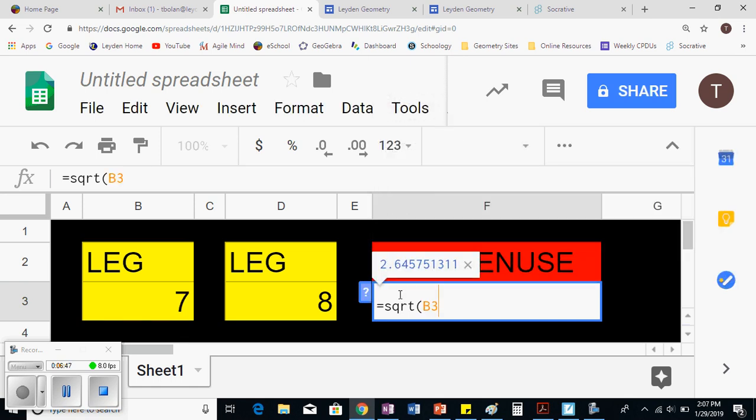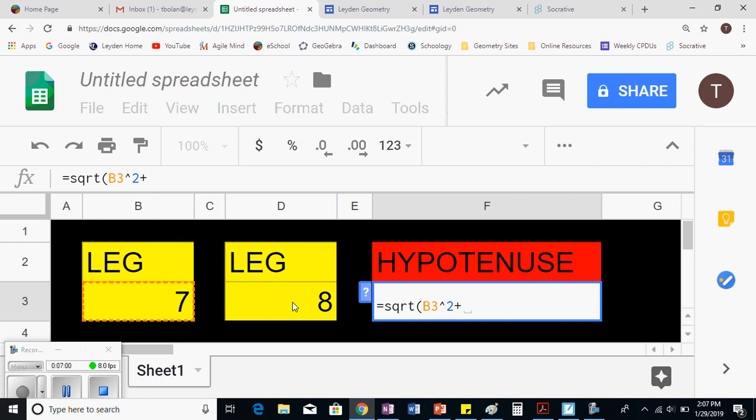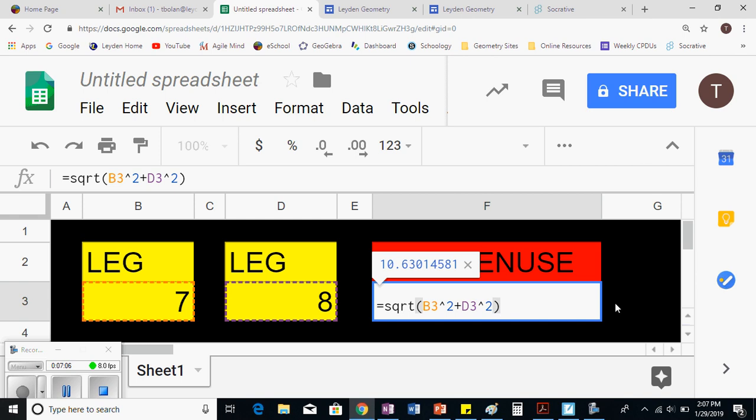It also doesn't have a squared symbol, so to do squared, you got to do this little up arrow, which is above the 6, so shift 6. This is box B3 squared, it's that 7 squared, plus, and then this one, box D3 squared, to the second power, and close the parentheses to say it's the end. Now when I hit enter, I should get an answer.